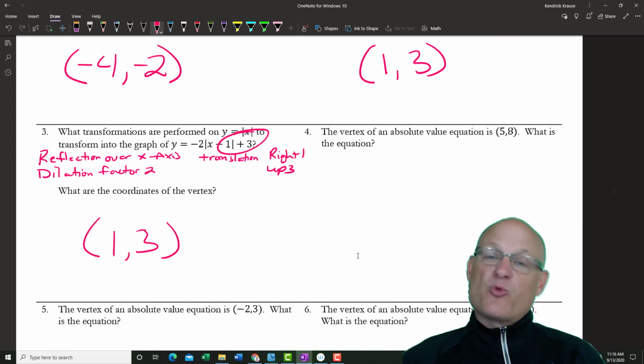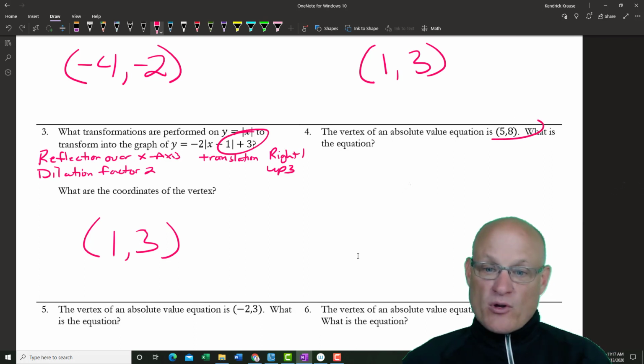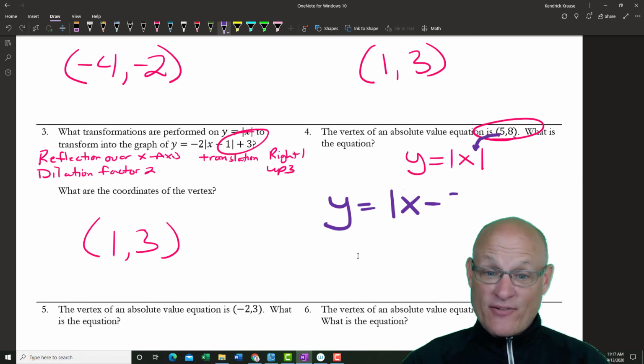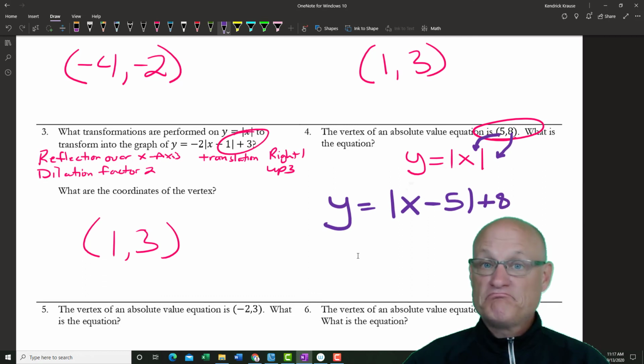So now I want to write an absolute value function where this is the center. So normally the absolute value function looks like this. But we are going to move to the right 5. So that part goes there. So y equals right 5 is a -5. Remember, it's backwards. We also moved up 8. So plus 8. It's kind of just working backwards from these.